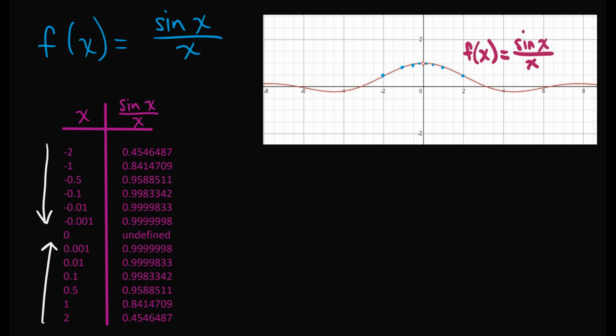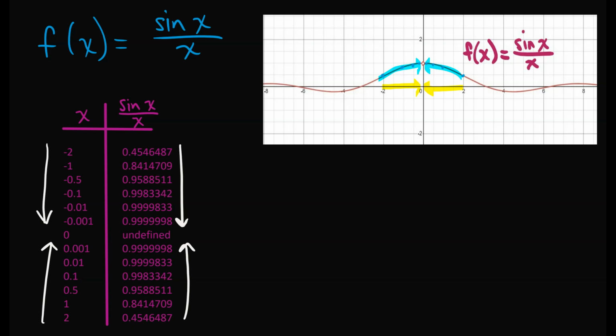So what we see both from our table and from our graph is that as our x values are moving in towards 0, our function values are moving in towards 1. So we can see that on both sides here. And then we also see it on our table. You can see that our table values are getting closer to 1 as our x values are getting closer to 0. So both the table and the graph are telling us that it looks like the function is moving towards 1 as the x values are getting closer to 0.